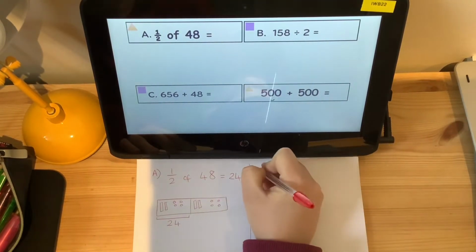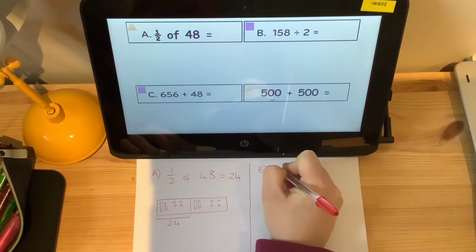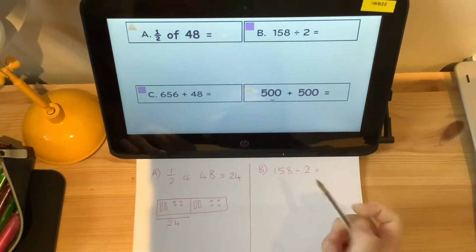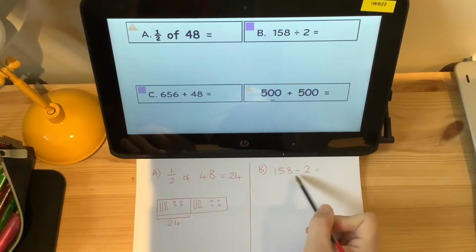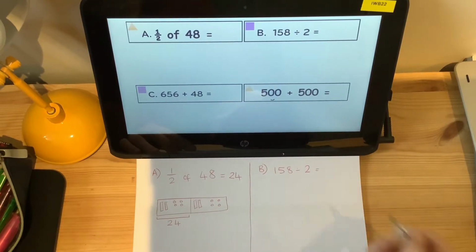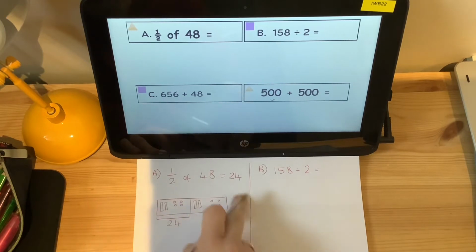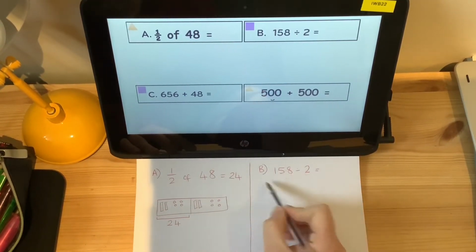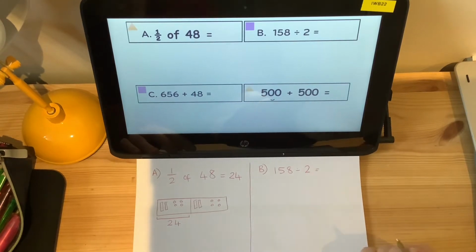Now we're going to look at B. B asks for 158 divided by 2. Now that is the same as finding half of 158 because you're just dividing it into two groups. Now I'm going to use partitioning for this because it's another method. You could make two groups and share it into your two groups. I'm just using partitioning because it's showing you another way of doing it.